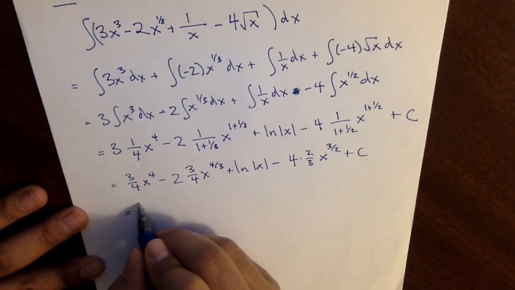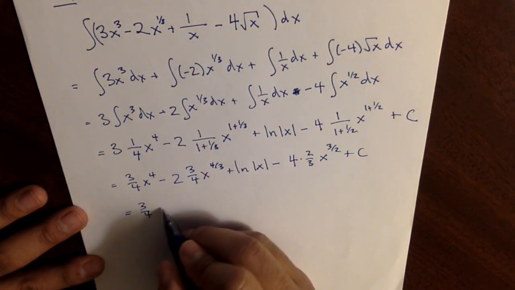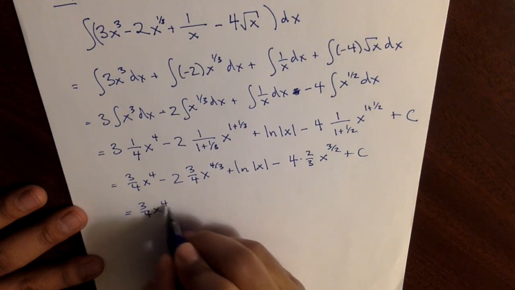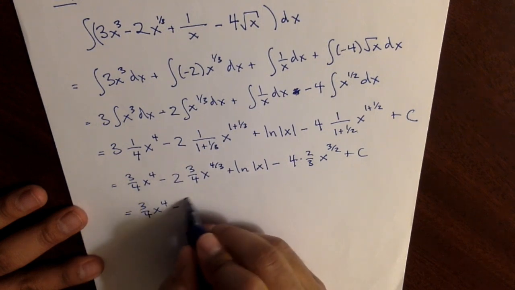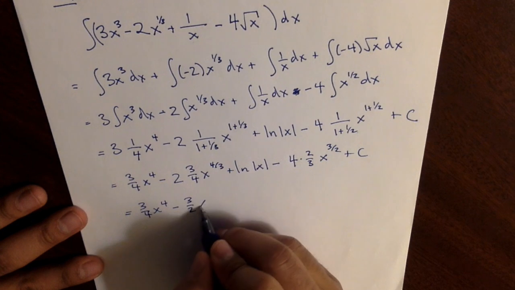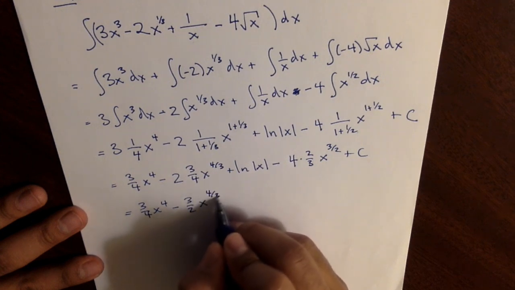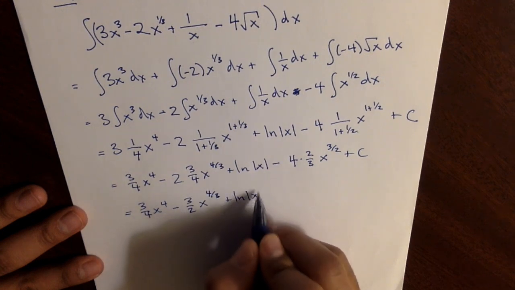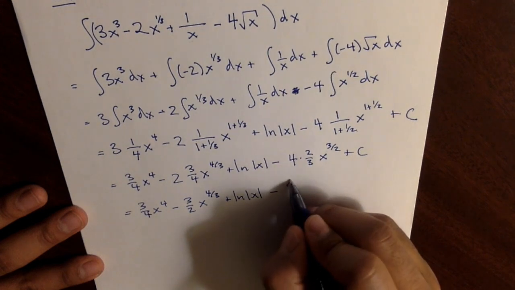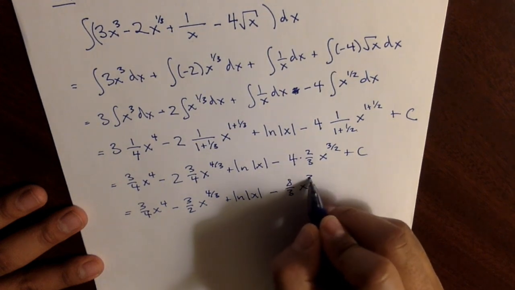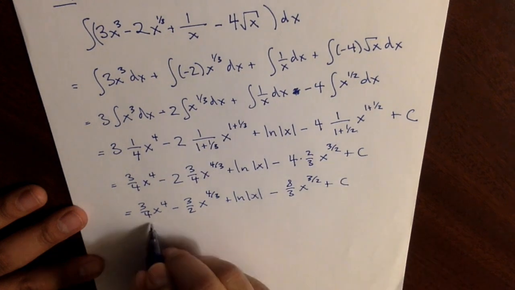And then our final answer is 3/4 x to the 4th minus 3 halves. A couple of those cancel. 4/3 plus the ln absolute value x, minus 8/3 x to the 3 halves plus c, and there we go.